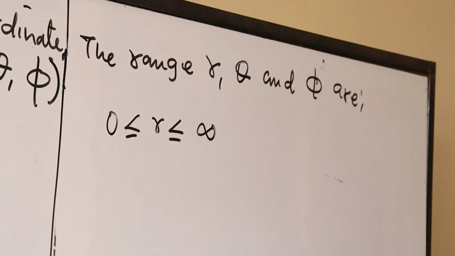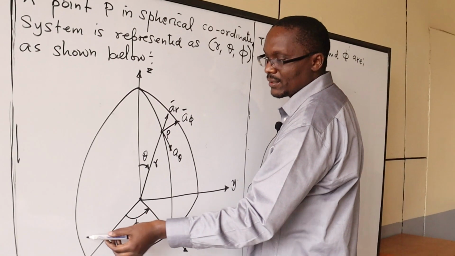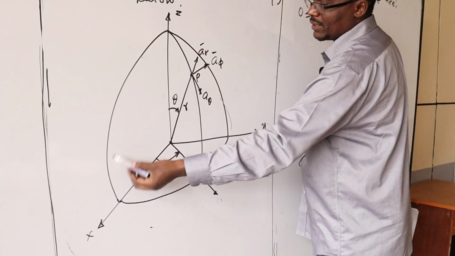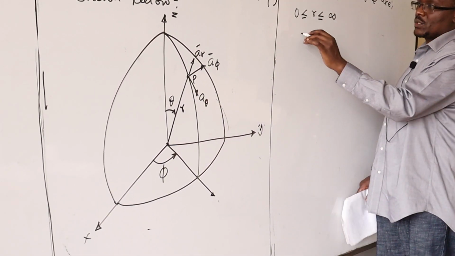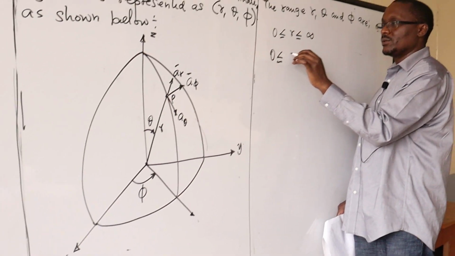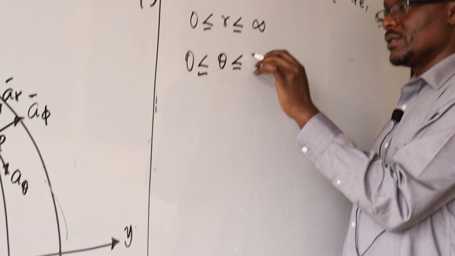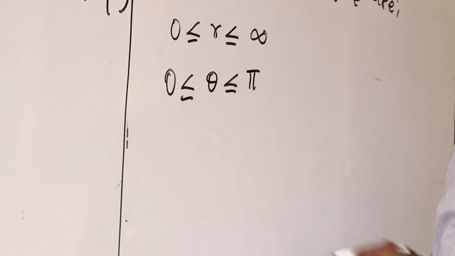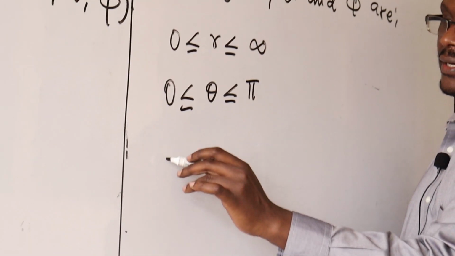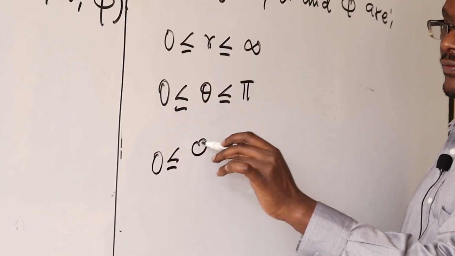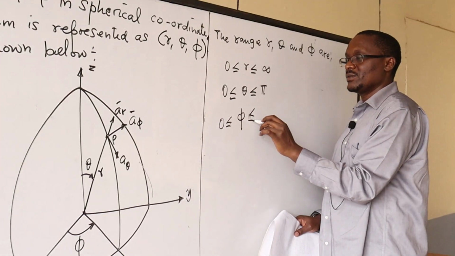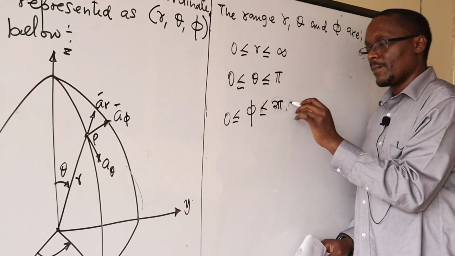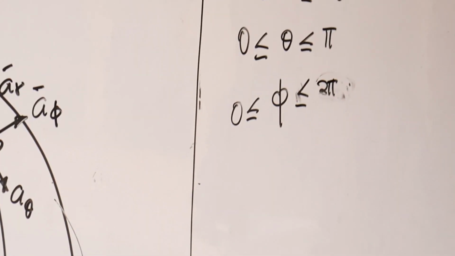Then again, theta, because it's a half sphere, we are saying that theta goes half of it, not the whole sphere. So theta is half of 360. So we can say that this also will range from 0 to theta being equal to just pi. Similarly, phi is the same phi as the other one, and that phi will range from 0 up to 360, which is the same as 2 pi. So those are our ranges.